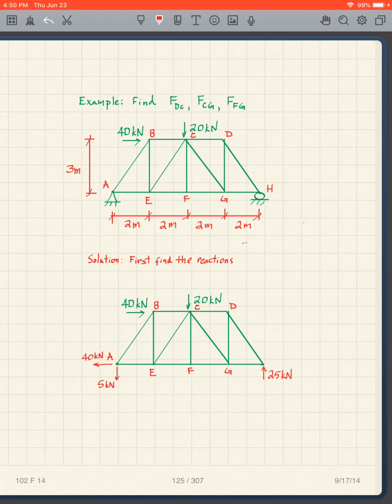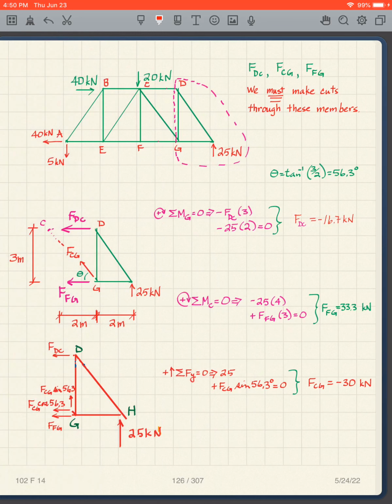Now, the first thing we're going to do is find the reactions. I'm not going to go through that because we've done it a million times. Here are the reactions right there. What we're going to do now is cut all three members. So here are my three members that I needed to cut right there. Let's make a free body diagram that cuts all of them. So I'm going to come in here and cut all these members like that.